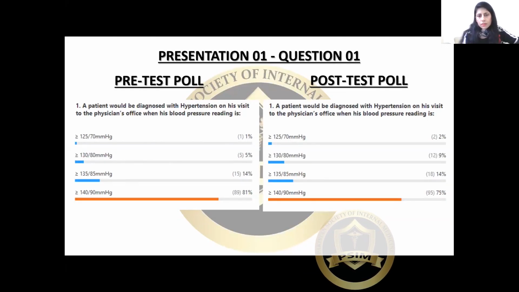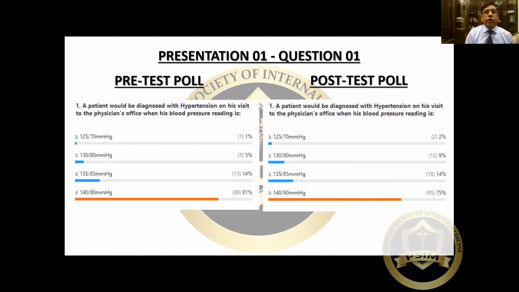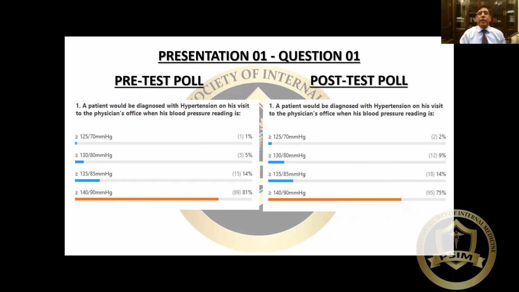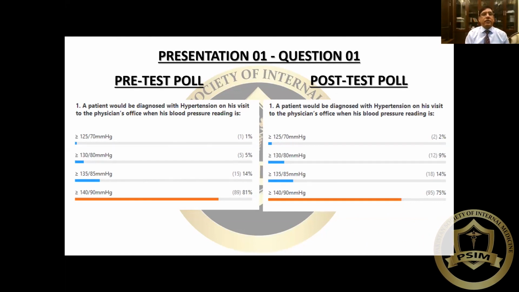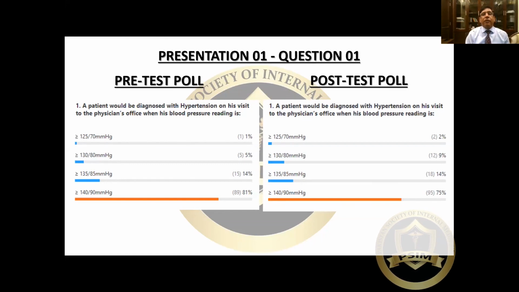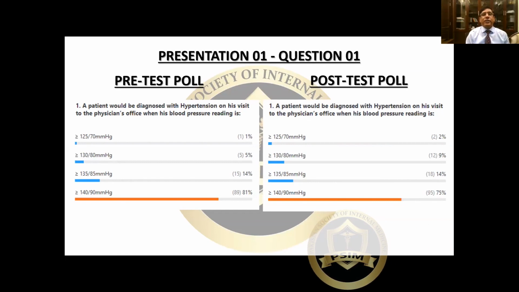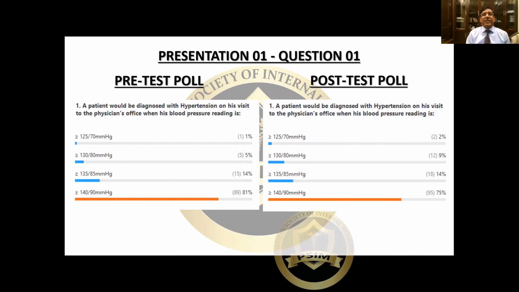Okay, thank you. We will take a few questions, but the pre and post test poll comparison is here, and I would request Professor Tariq to comment on it. May we have the pre and the post test comparison displayed, please? Here it is. As I said in the beginning, we had quite a knowledgeable audience. They already knew most of the things, and in fact, after the post test, some of them thought that 140/90 is not the right target.